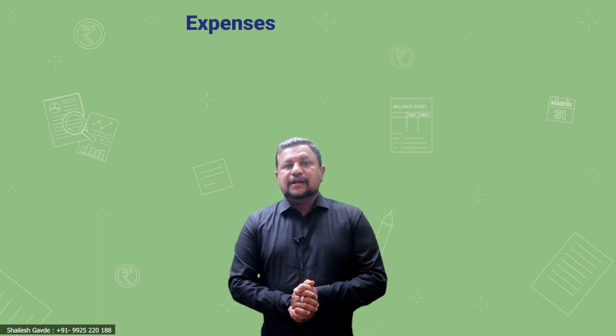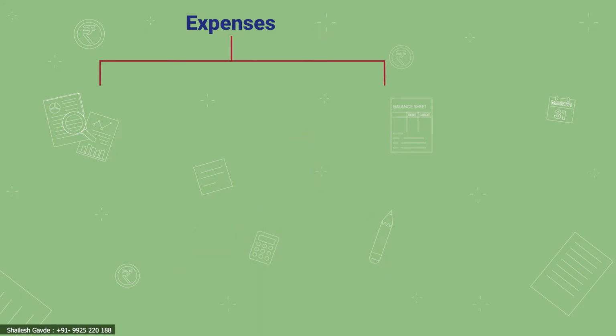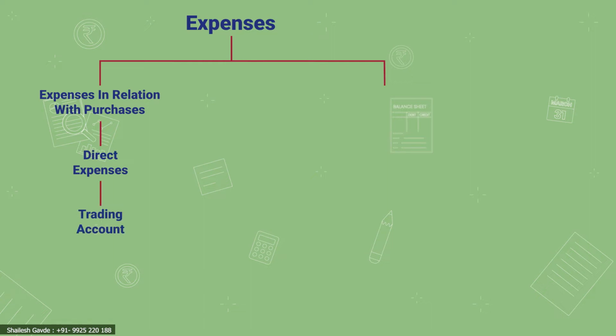Well, now before discussing profit and loss account, we'll have a small discussion on various expenses of the business. If we talk about all expenses which we incur in the business, we can group these expenses into two categories. The first, the expenses which are related with purchase related expenses. We have termed these expenses as direct expenses, and these expenses we record in trading account.